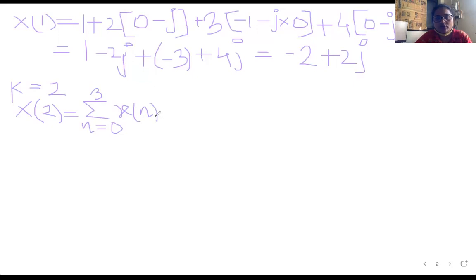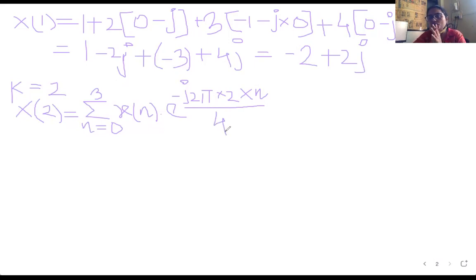into e raised to minus j 2 pi. What is the value of k? k is equal to 2. So it is multiplied by 2, multiplied by the value of n that I have to substitute, so here I'm going to write n divided by capital N. The value of N will be equal to 4.